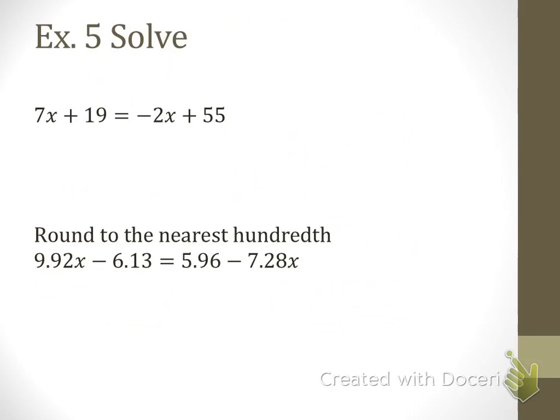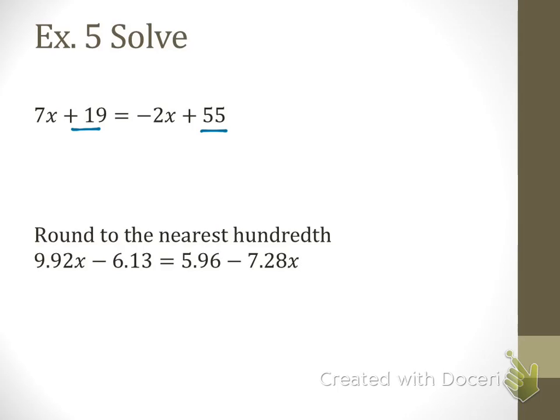Okay, example 5. They want me to solve the equation. Now this time, I've got multi-steps to do. I've got to combine like terms, and then I can solve for x. So let's look for like terms, okay? Let's look in this problem. 7x plus 19 equals negative 2x plus 55. Remember, like terms have to have the same variable, and that variable has to be raised to the same power. So who can tell me which terms are like terms?